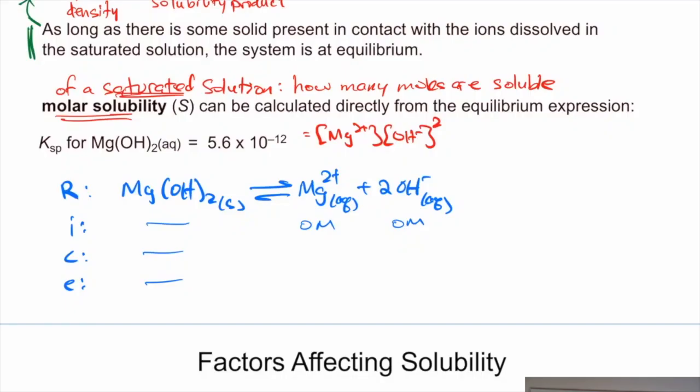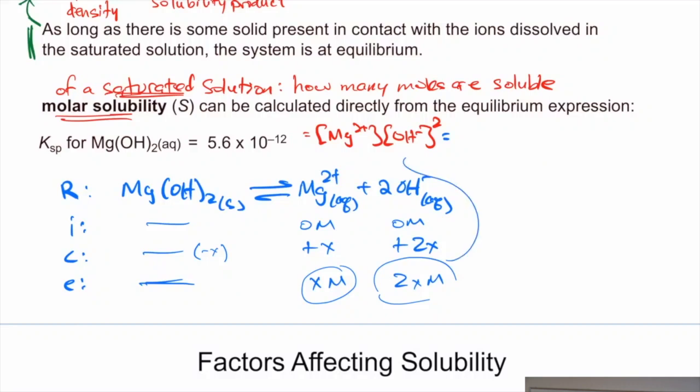So that's never going to factor in, but I'll just put, we're subtracting that X from here, and the change is we're gaining X here, and what are we gaining for the hydroxide ion? 2X. That's right. So finally, at equilibrium, there's still going to be nothing here, and we're going to have X molar for magnesium ion and 2X molar for hydroxide ion. Okay? So let's now plug those values in. So that's going to be magnesium ion is X times, and then we have 2X for hydroxide ion squared.